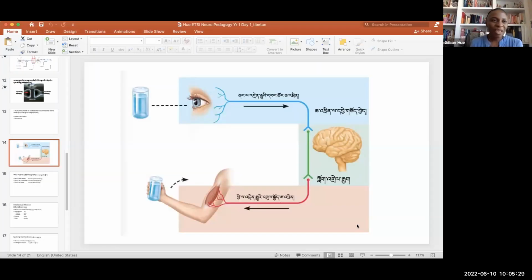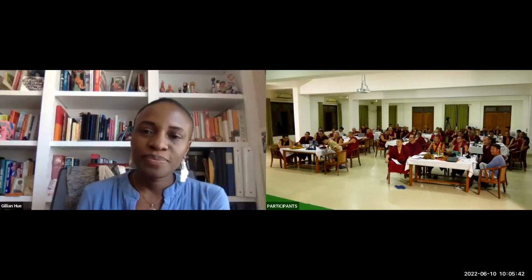So at the level of the reflex, I'm glad you brought the reflex up. I was looking for my image. This one is not the reflex. I thought it was. But at the level of the reflex, you don't feel it. You don't experience the pain. You just pull it back.